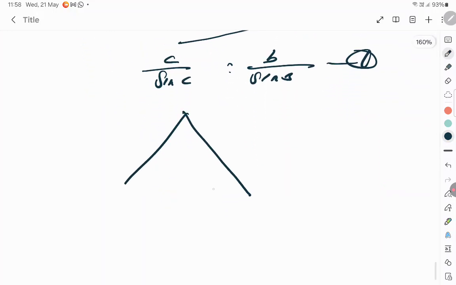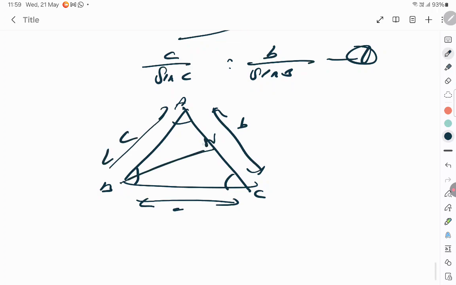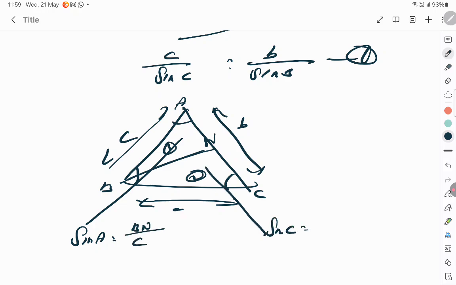Take the same triangle, do an altitude. This is A, B, and C. You draw this as small a, small b, and small c. Draw an altitude BN like this. Take this triangle and this triangle. Write what is sin A from this triangle, which is height BN by hypotenuse c. Write sin C from the lower triangle, which is BN by the hypotenuse a.